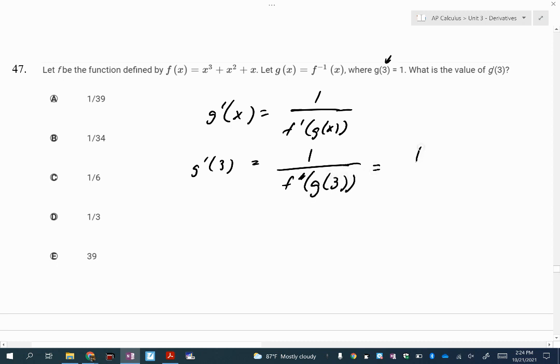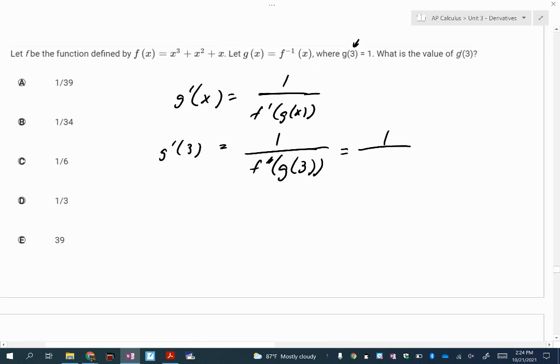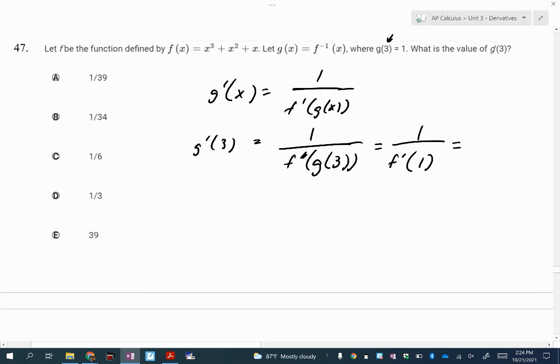Now this time they gave us g of 3. All right, so we have f prime of g of 3, which is 1. Now watch this. They didn't actually give us f prime, right? But they did give us f of x, and I can find the derivative of f of x. The derivative of x cubed is 3x squared. Derivative of x squared is 2x. The derivative of x is 1. So if I plug in 1 here, I will get my denominator.